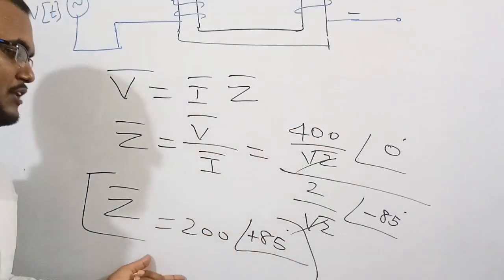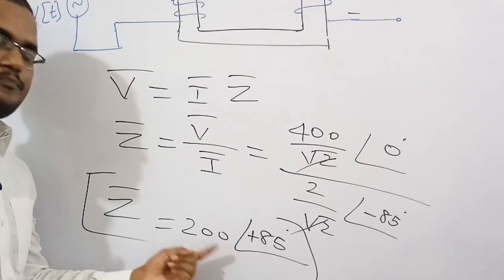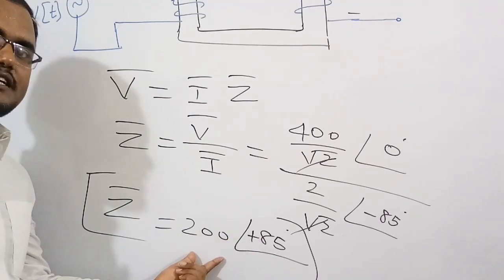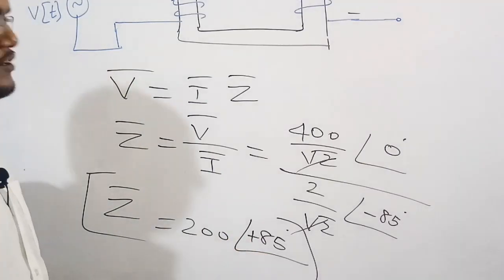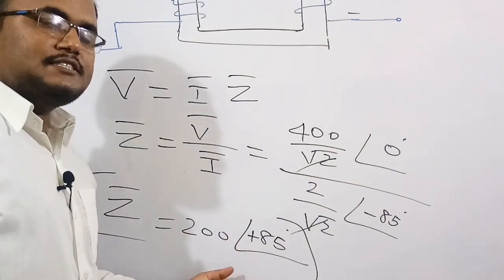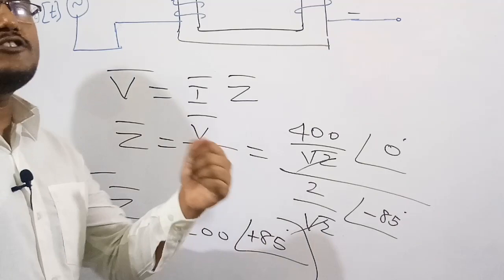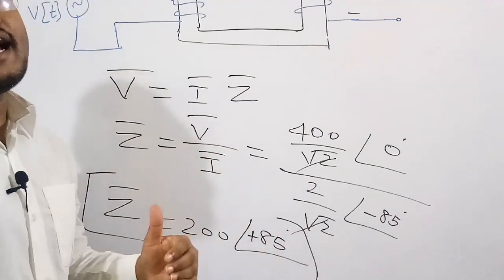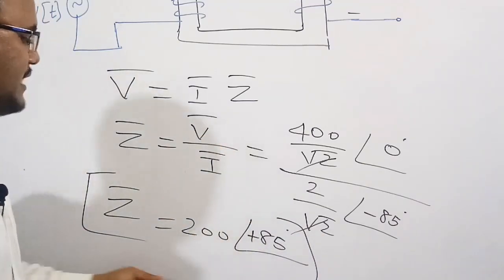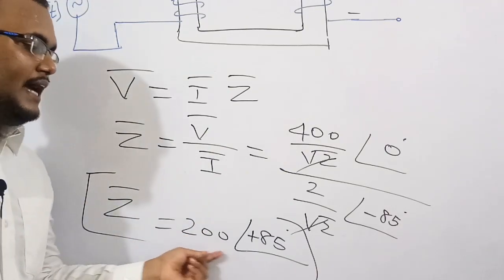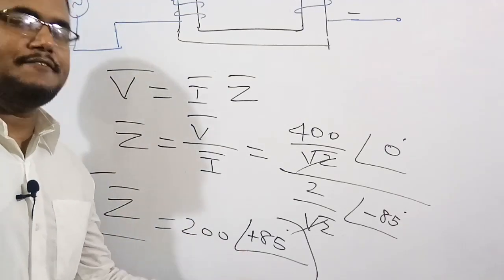If you see carefully, a positive angle means there is a resistor and an inductor, so this is an inductive circuit. That is the reason that in an inductive circuit the current lags the supply voltage. Therefore the final answer is Z bar equal to 200 at an angle of plus 85 degrees.